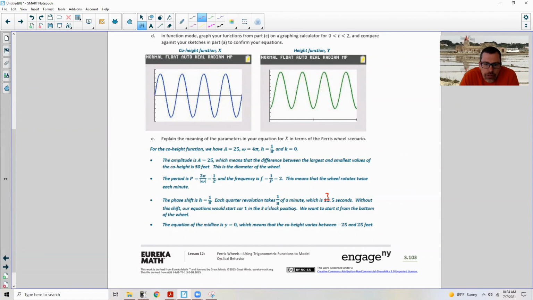Without this shift, our equations would start car 1 in the 3 o'clock position. We want to start it from the bottom of the wheel. The equation of the midline is y equals 0, which means that the co-height varies between -25 and 25 feet. So they're talking about this blue graph here.